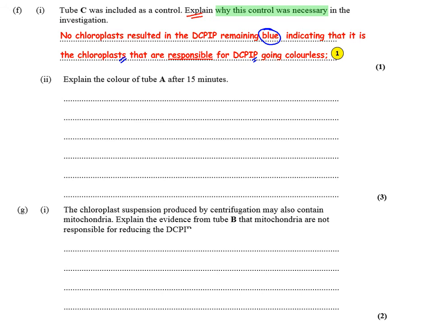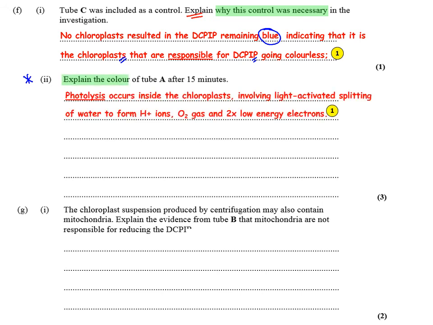Now explain the colour of tube A after 15 minutes. So why does tube A look the way it does after 15 minutes? Well, we know with tube A, the blue-green colour has become just a green colour. So the blue colour has disappeared. Now we know DCPIP is responsible for the blue colour, and if that's reduced, the blue colour disappears. So we know that DCPIP must have been reduced in tube A.